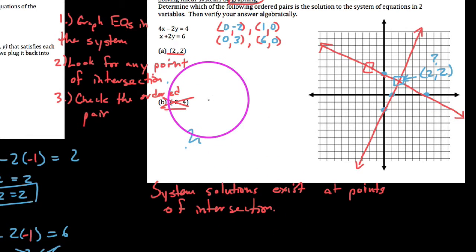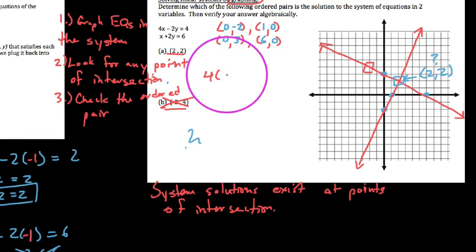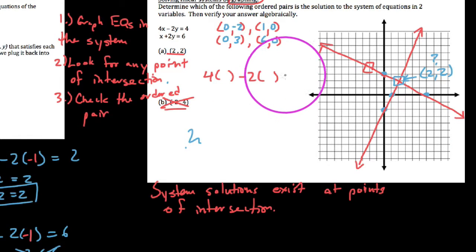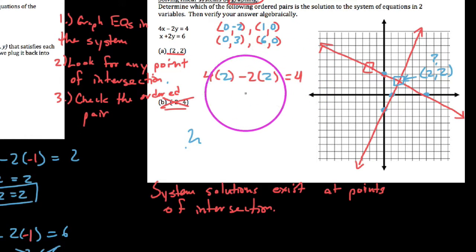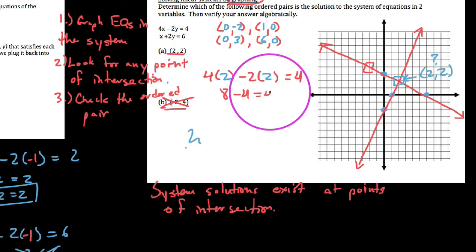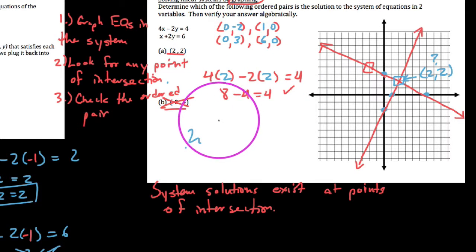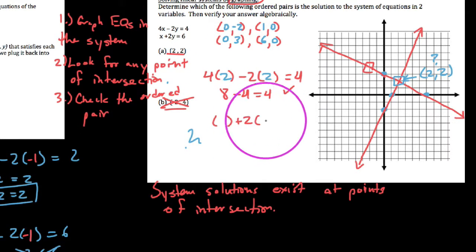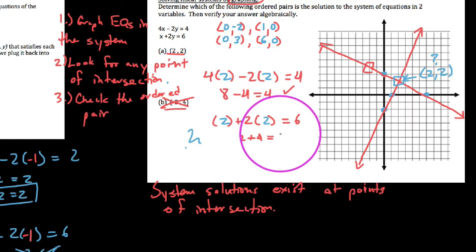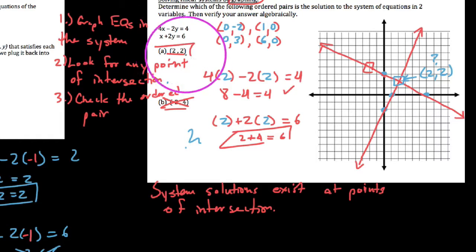So that being said, I just want to check (2, 2) here. I would get 4x minus 2y is 4. Plugging in 2 and 2, I get 8 minus 4 is 4, and that's true. And plugging (2, 2) into the second equation, x plus 2y is equal to 6, I get 2 plus 4 equals 6. So that is indeed our solution to the system.